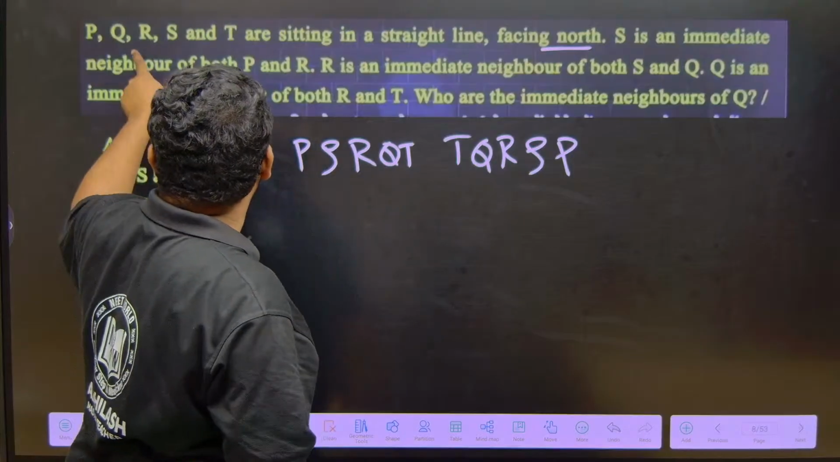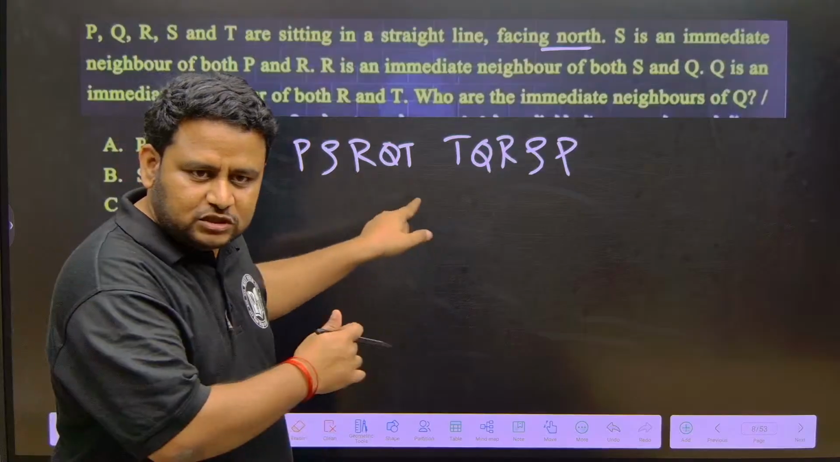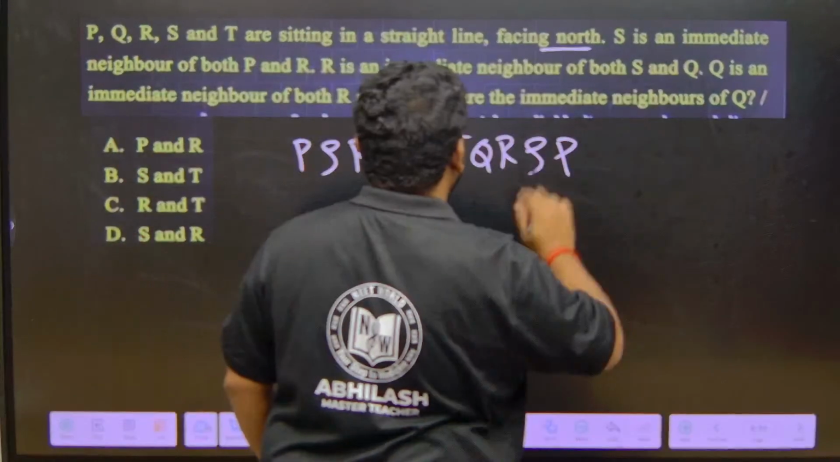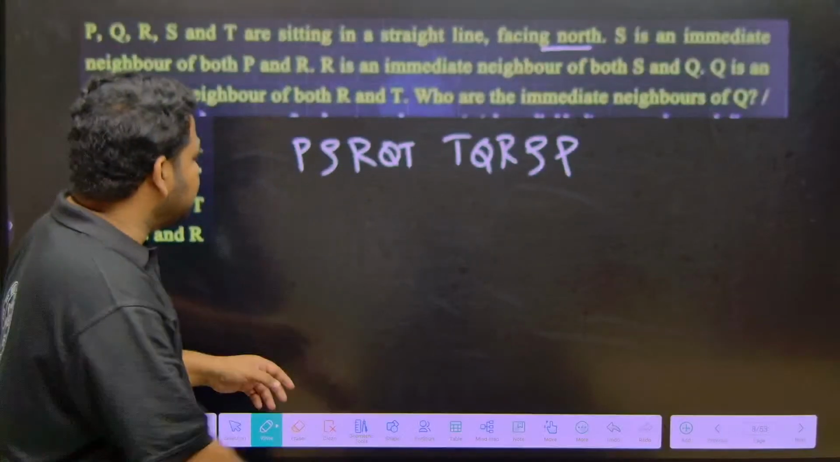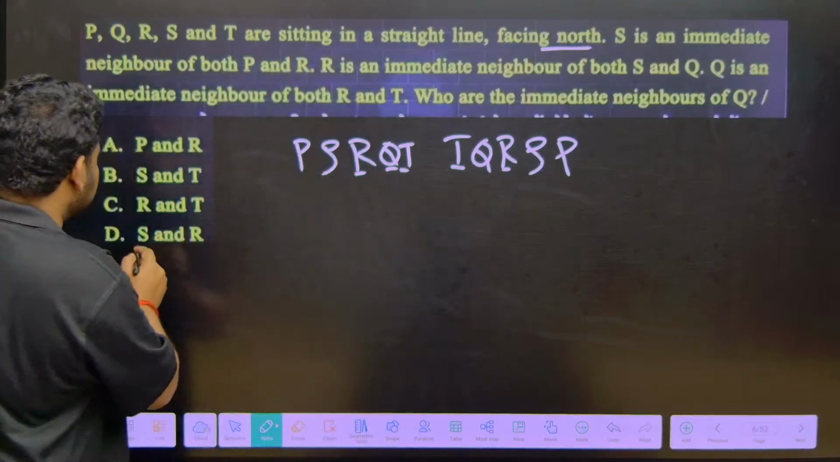So 5 persons, 1, 2, 3, 4, 5. It is clear, it is done. So both the possibilities are satisfied. What is the question that they are asking? Who are the immediate neighbors of Q? R and T. Here also T and R. So it is R and T.